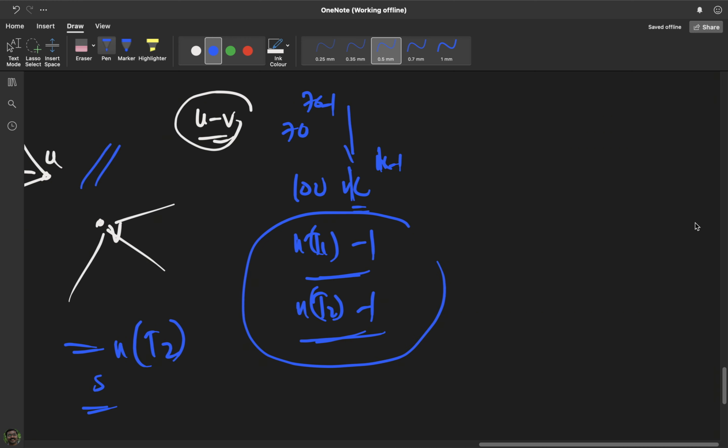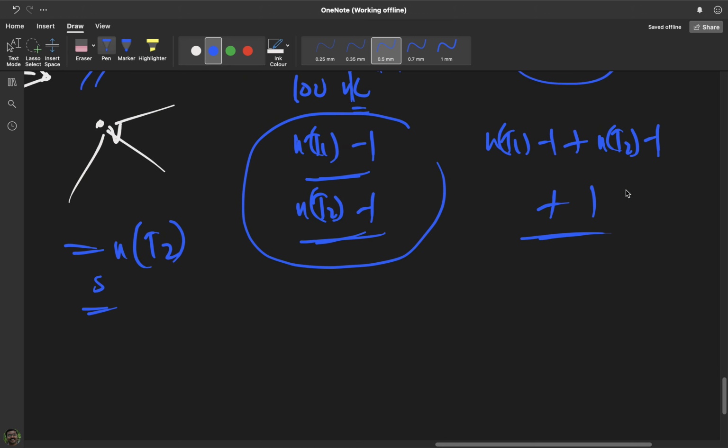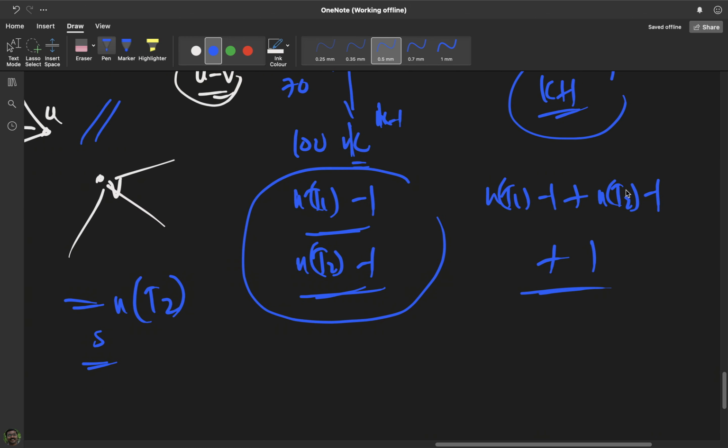And how many edges would our tree have? Our tree actually had k plus 1 vertices. How many edges will it have now? It will have n of T1 minus 1 plus n of T2 minus 1 plus our deleted edge. And how much is this exactly?